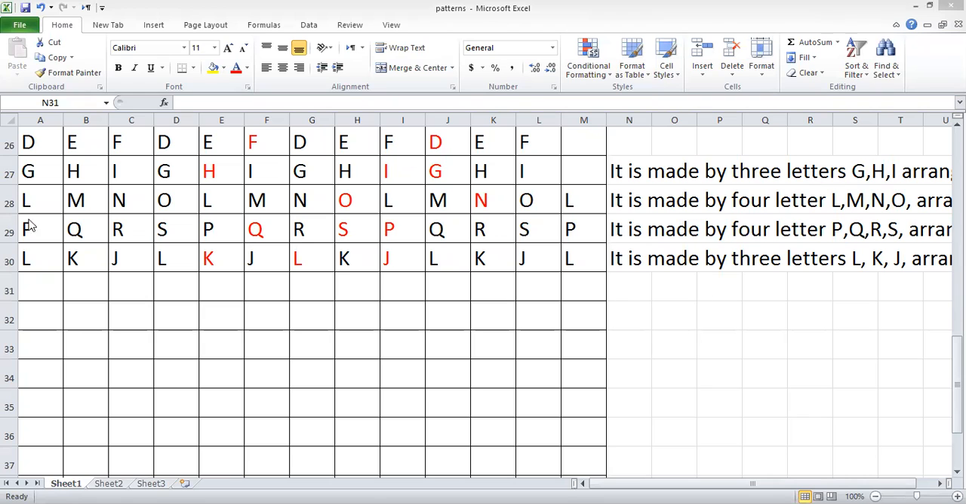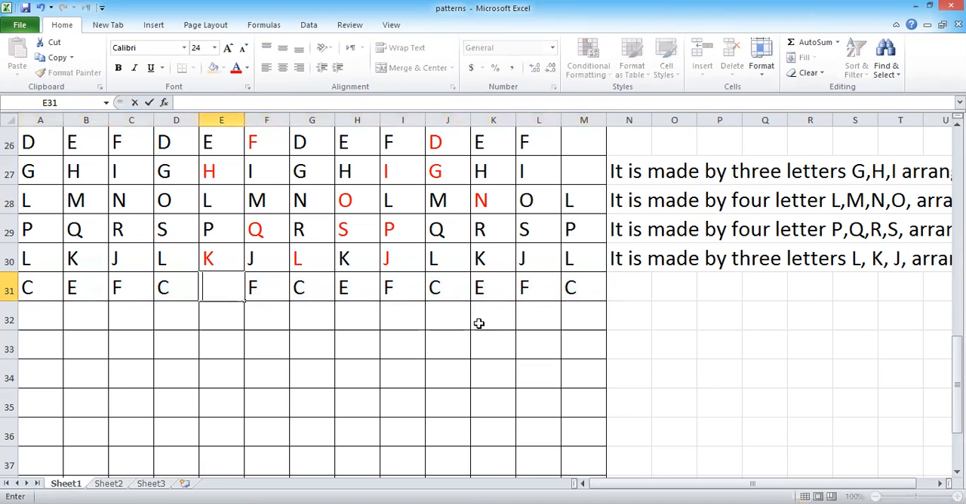Very good. Okay, I give you one more pattern. This is going to be a little different. C, E, F. Yes, guys, tell me about this. After C, what alphabet should be there? Answer me in the chat box.